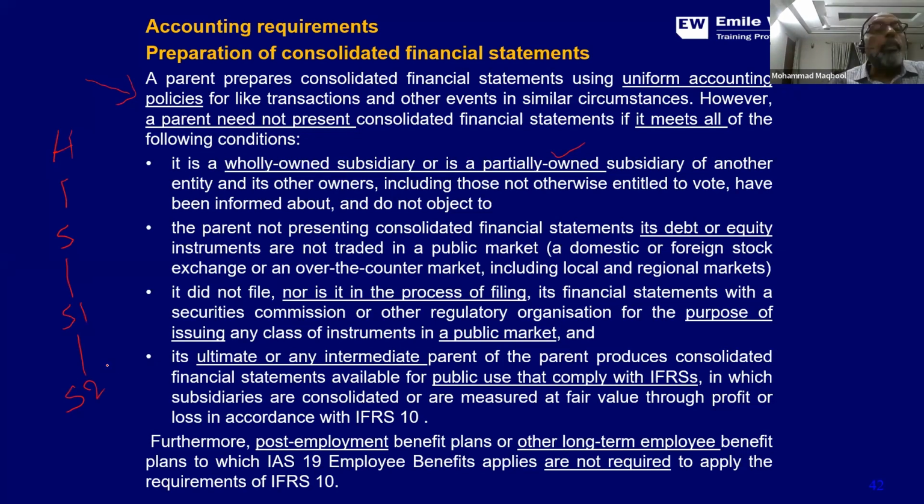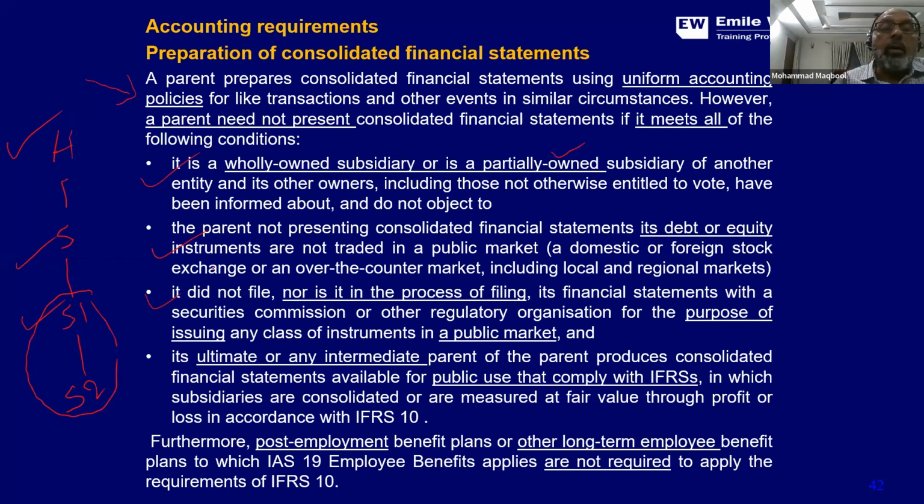Now, how many parents are there? This is the parent, this is the parent, this is the parent. Okay. And now let's say this company wants exemption. So we will look at the first condition, second condition, third condition. Then look at the fourth condition.